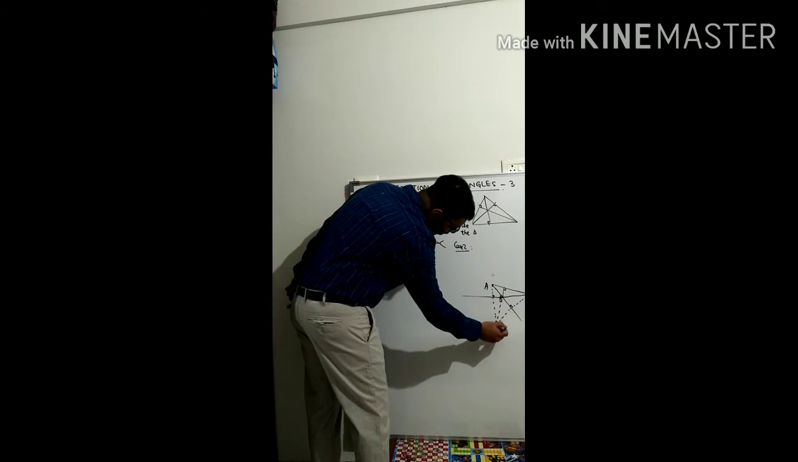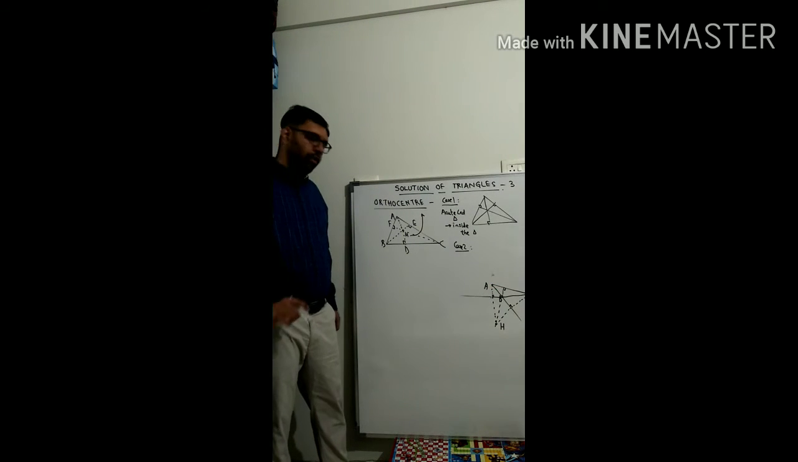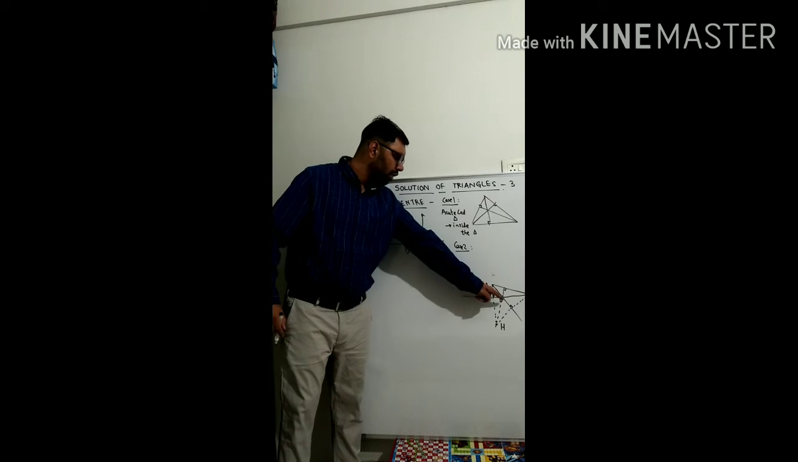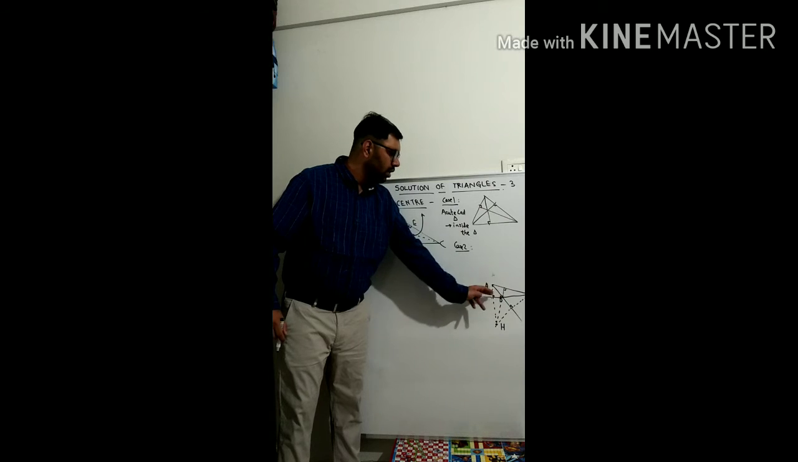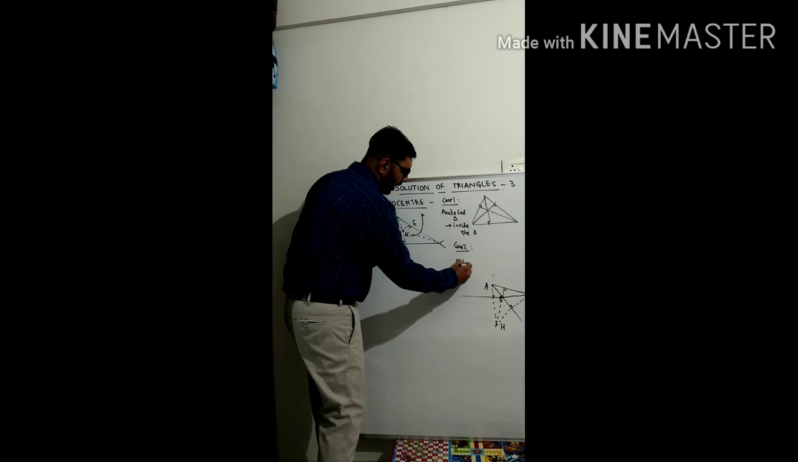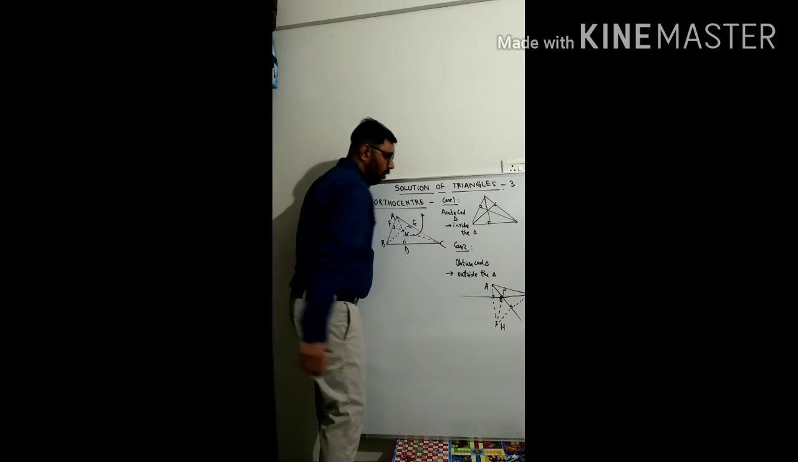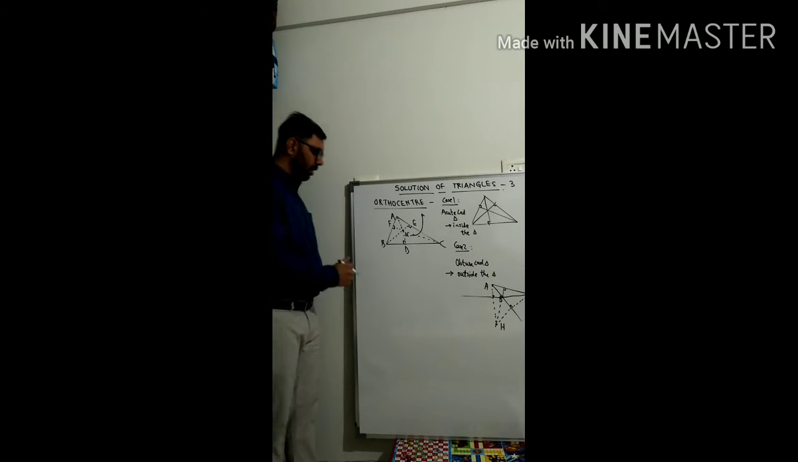Because this angle is more than 90, if you draw the diagram of an obtuse angle triangle, it will always be like that: whenever we form the altitudes, two altitudes will go outside the triangle, and therefore the three altitudes will meet outside. So for an obtuse angled triangle, the orthocenter always lies outside the triangle.